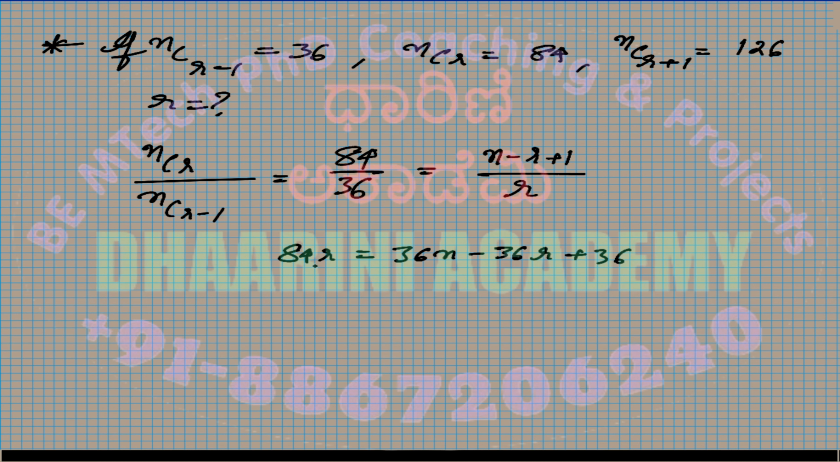Let us try to reduce this. Actually, we can simplify here. This is 7 by 3. So I can rewrite this as 7r is equal to 3n minus 3r plus 3. Taking this to the other side, totally I have 10r minus 3 times n. Let's keep this 3 on the same side, so equal to 3. Call this equation number 1.